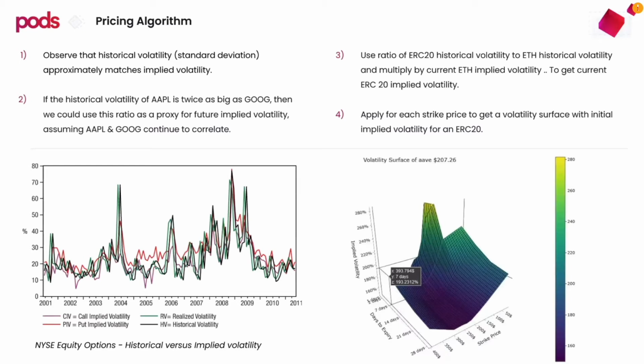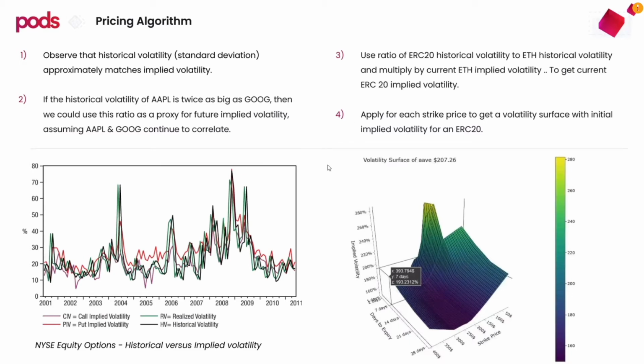To translate this into the concept of ERC20s, let's say we know the historical volatility of Ethereum, and we know the historical volatility of Aave, and we know that there's a difference between them. Let's say it's 2 to 1, right? So historically, we just calculate the standard deviation. We say, okay, Aave is twice as volatile as Ethereum. Well, we don't have any information on what the implied volatility of Aave is, but we know what the implied volatility of Ethereum is. So we can roughly approximate and say, okay, most likely, initially, implied volatility is probably going to be twice as big for Aave as it is for Ethereum.